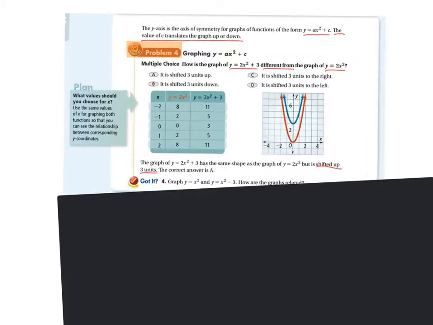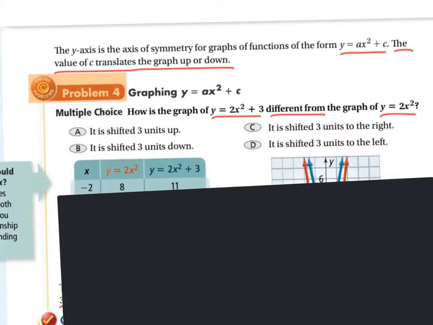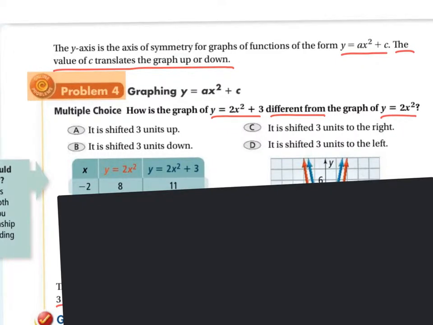So if we look at problem 4, now we're going to talk about if we have a constant. We'll save having an x term, just a plain x term, until the next lesson. But if we have a constant, what happens is that constant translates our graph up or down. It's like shifting our graph up or down.